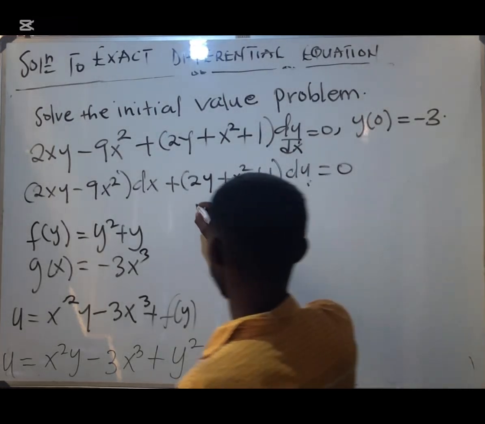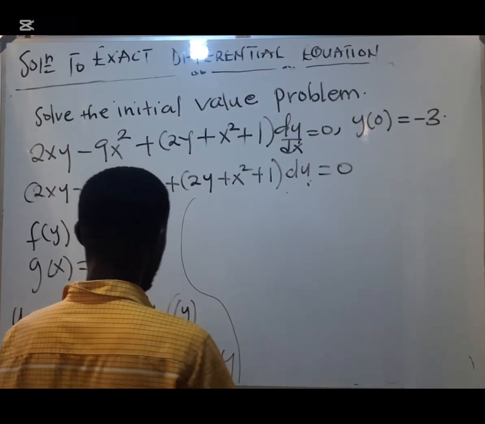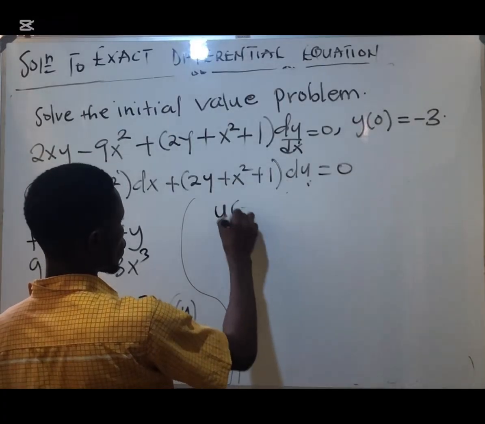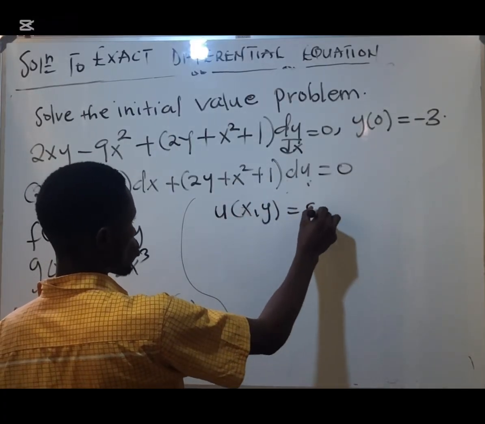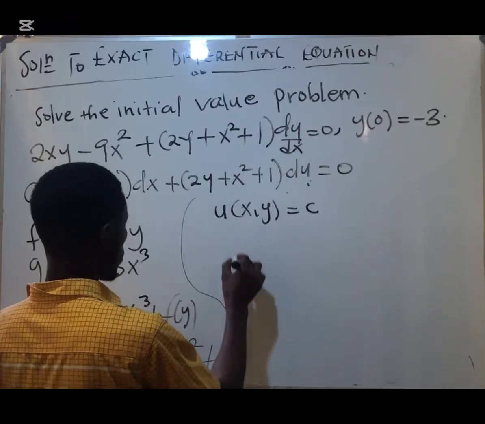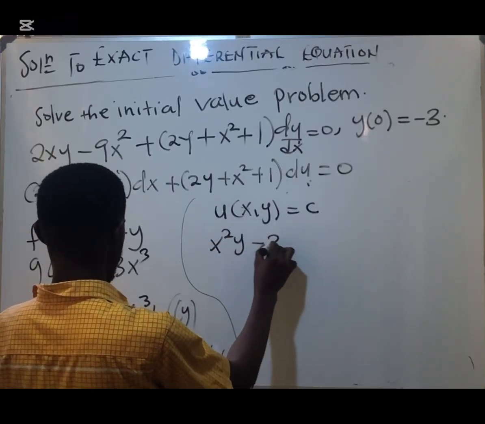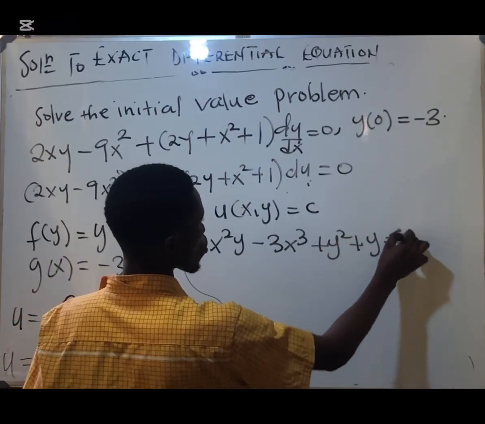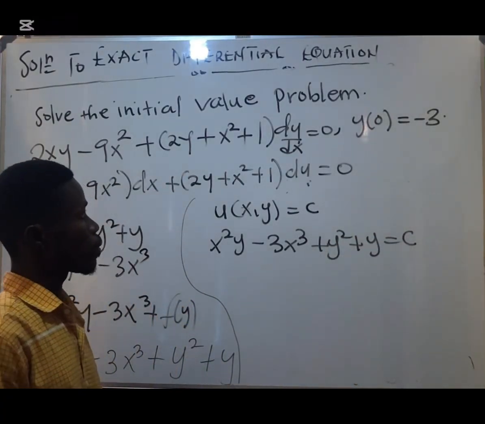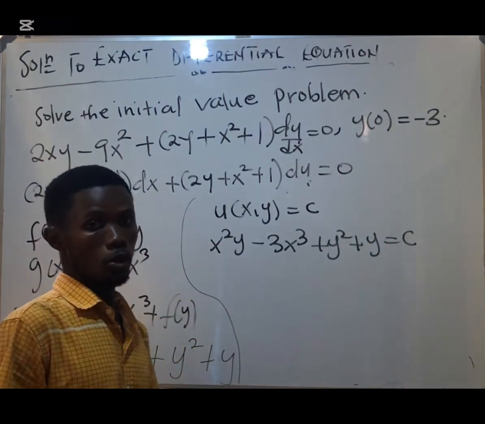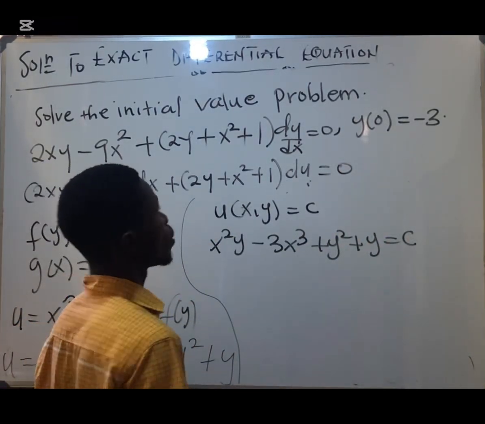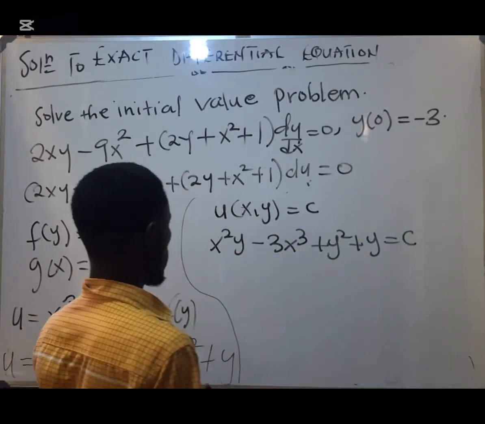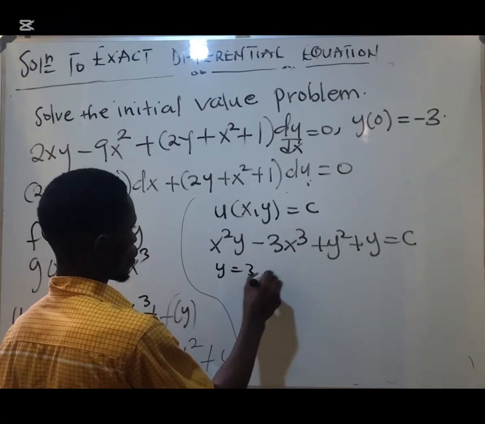Now that we have this, you want to get the general solution first. But you know that u in terms of x and y is always equal to c. Therefore, x squared y minus 3x cubed plus y squared plus y is equal to c. But remember that there was an initial condition given, so you have to use it to get a particular solution. So y is negative 3, x is 0.